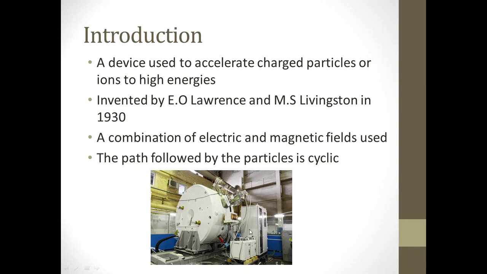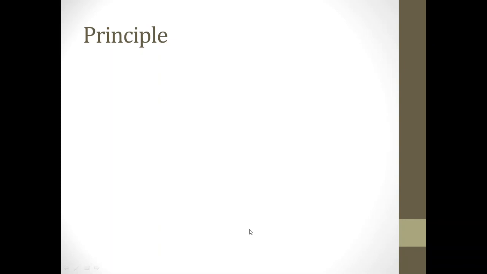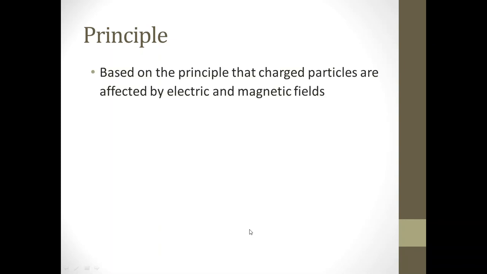Now let's go ahead. What is the basic principle behind the operation of a cyclotron? It is based on the principle that charged particles are affected by electric and magnetic fields. We have been stressing this point, that this basic principle of the effect of electric and magnetic fields on charged particles makes possible most of the accelerators. We discussed the linear accelerator.